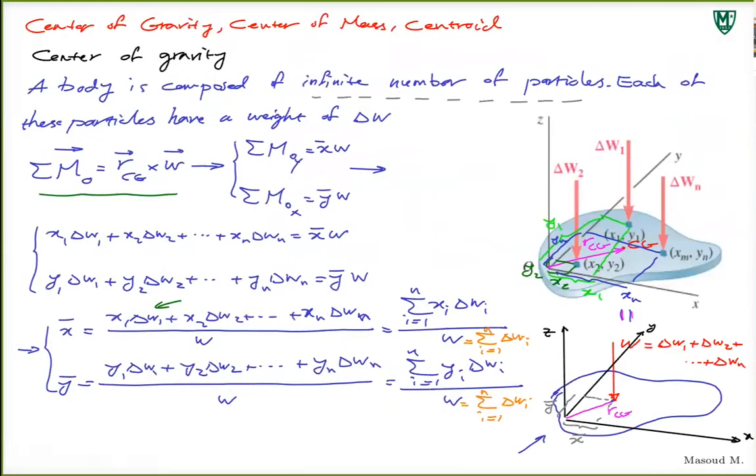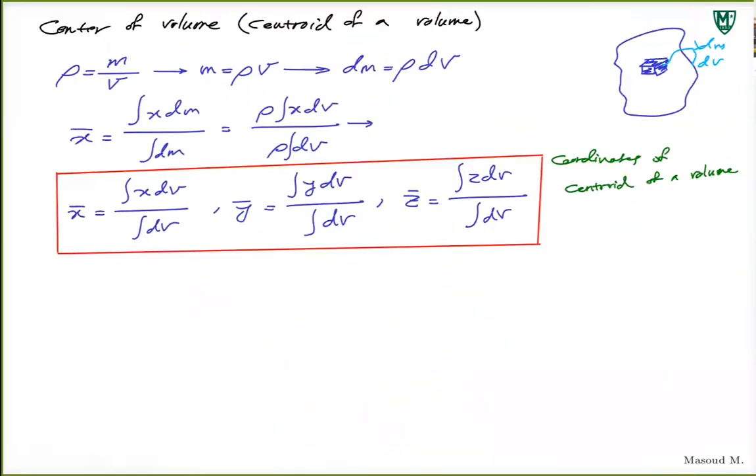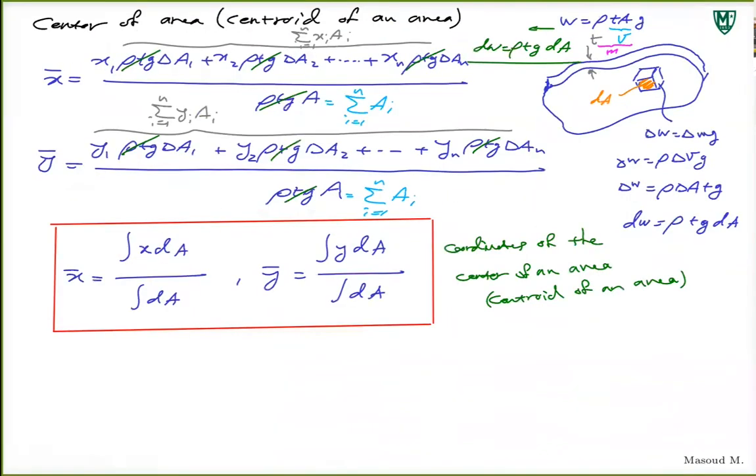What happens here? Center of gravity. Now, given that we can calculate these integrals, we can calculate center of gravity. We can calculate center of mass. We can calculate center of volume. We can calculate center of area or centroid of an area. Right. And that assumes that we know how to calculate these integrals. The same story for center of a line.